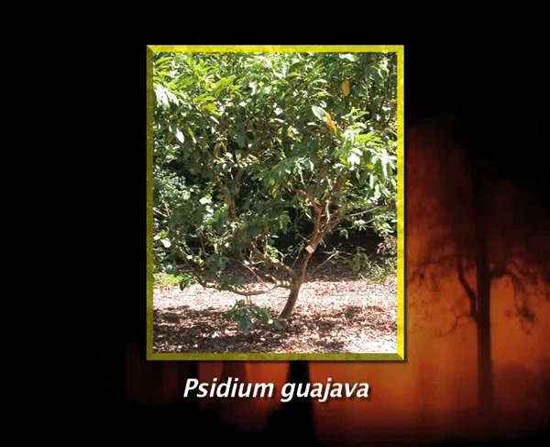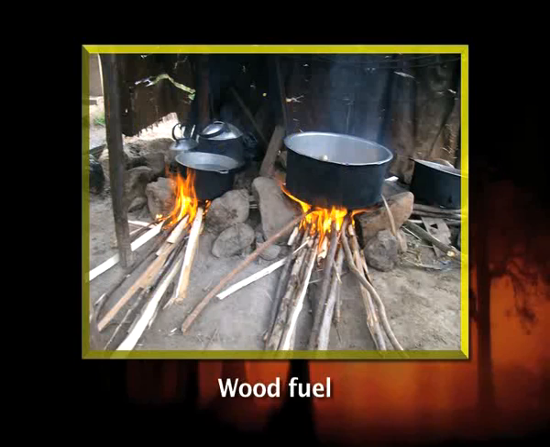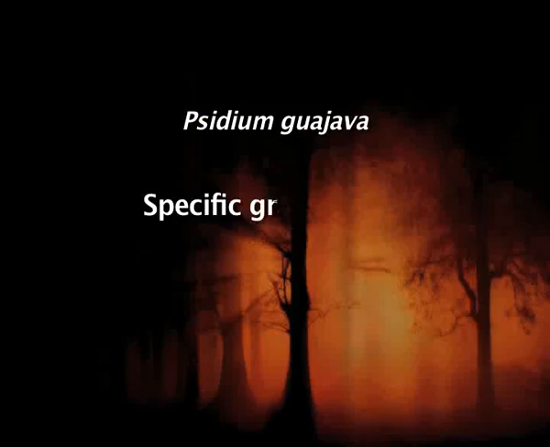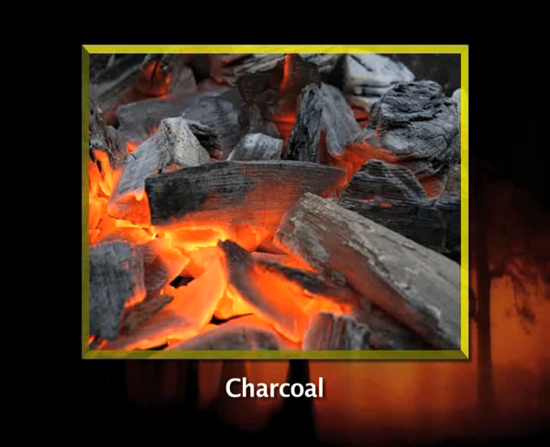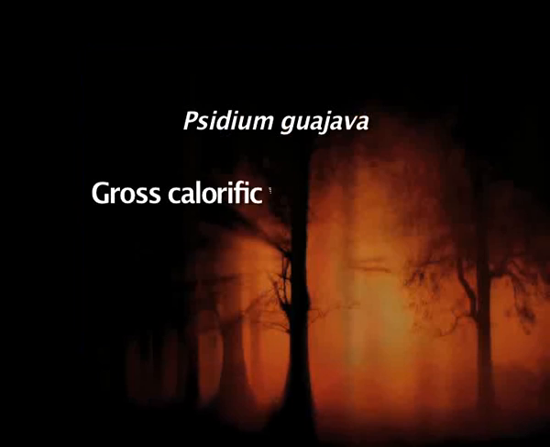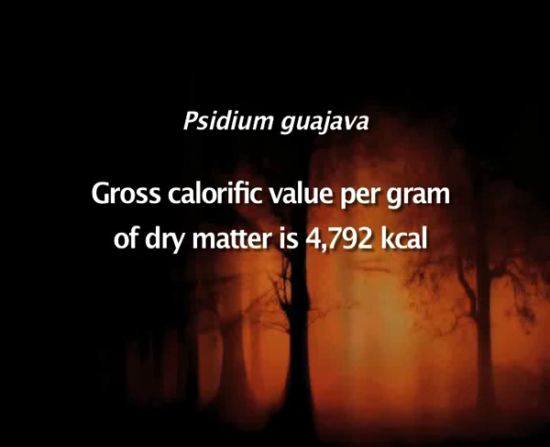The fourth one is Psidium guajava. It is the commonly known guava. In high population areas, guava should be a good tree for use as firewood. It coppices readily, and its growth rate is rapid at first and slower as the tree ages. Its ability to withstand repeated cutting makes it an exceptionally fine firewood. The hard, strong, heavy wood has a specific gravity of 0.8 and makes excellent firewood and charcoal. The gross calorific value per gram of dry matter is 4,792 kilocalories with 0.85% ash.